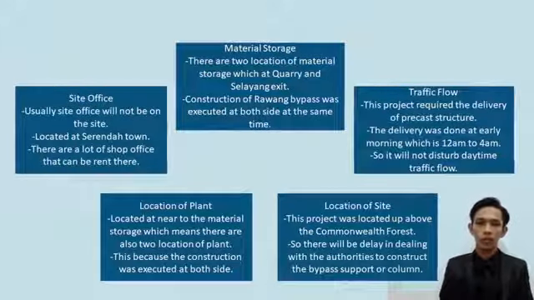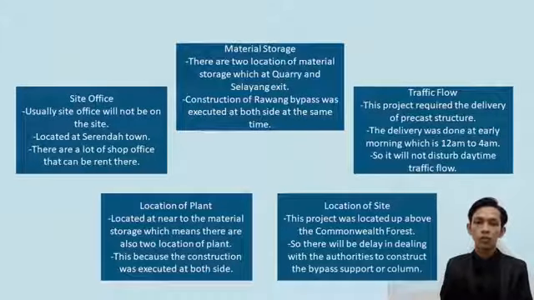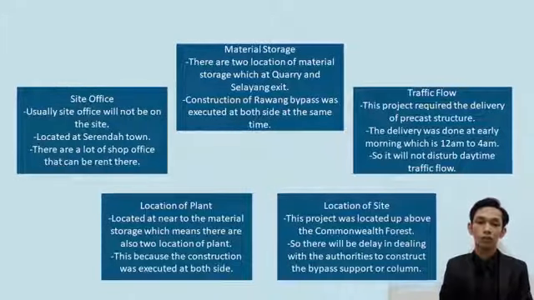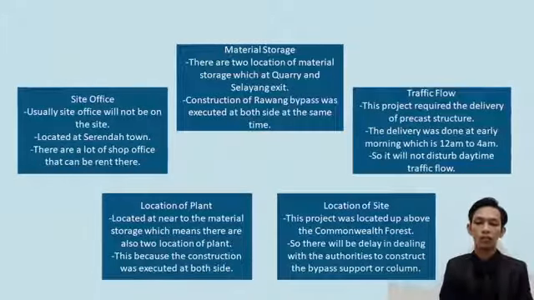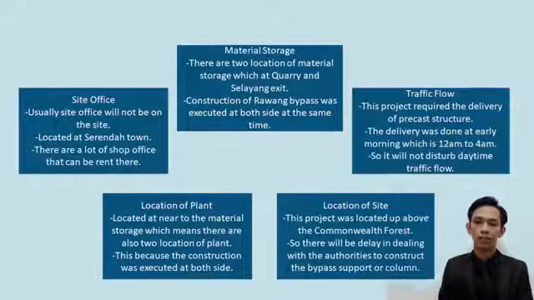After that, location of the plant. Location of the plant is located near to the material storage, which means there are also two locations of plant. This is because the construction was executed at both sides.